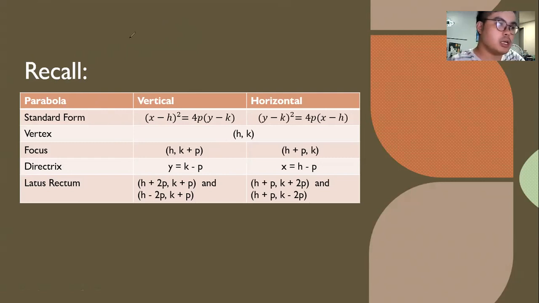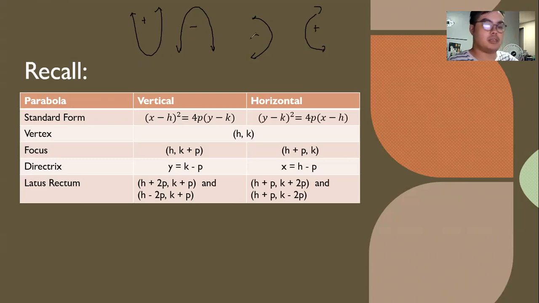When we say vertical parabola, it either opens upwards or downwards. When we say horizontal, it opens sidewards. So here, the parabola is positive, while here it is negative, while here it is positive, and while here it is negative.